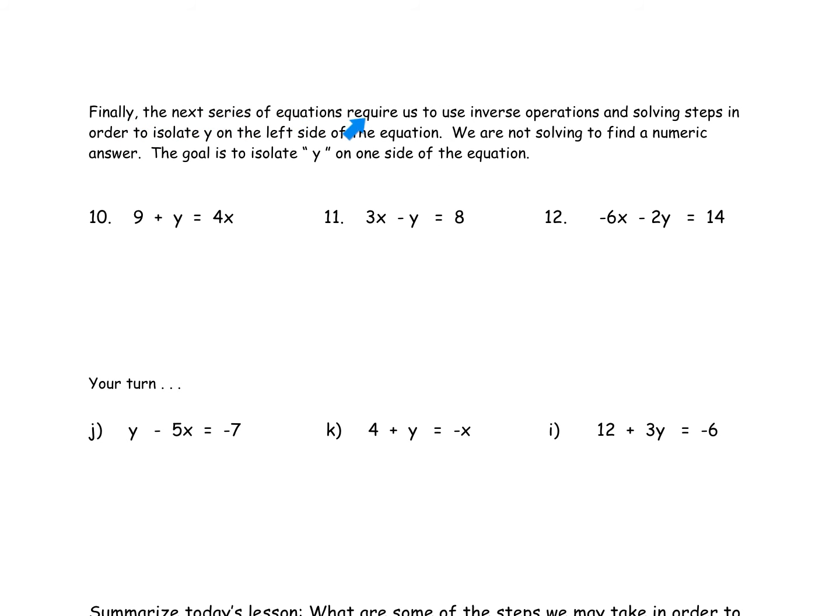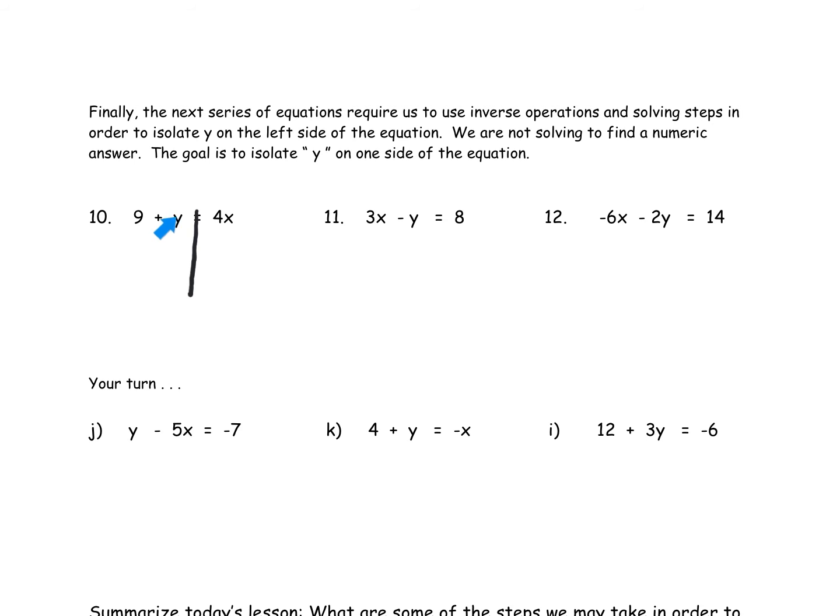Finally, the next series of equations require us to use inverse operations and solving steps in order to isolate y on the left side of the equation. We're not solving to find a numeric answer. The goal is to isolate y on one side of the equation. And the first couple times we do this, I'm going to be honest, it might be very uncomfortable for you, because it's not like usual solving where we combine two numbers and get one result. We're just basically moving pieces around, but we have to do it the proper way because we're moving across the equal sign. So we're going to go ahead and build our wall.